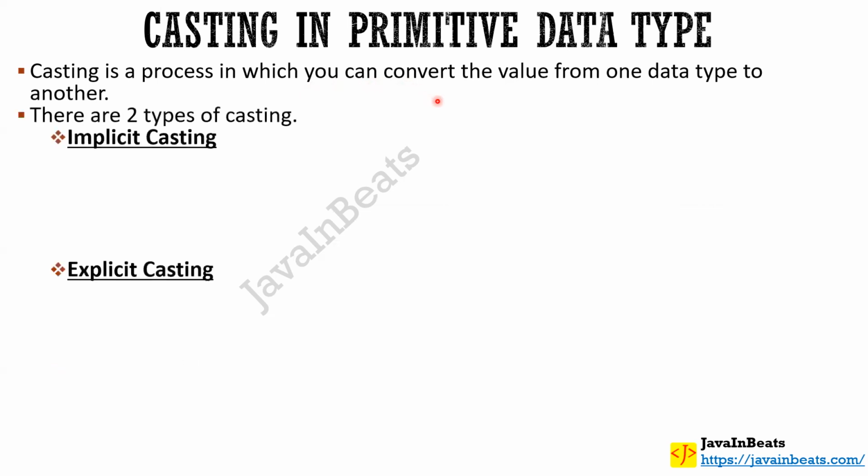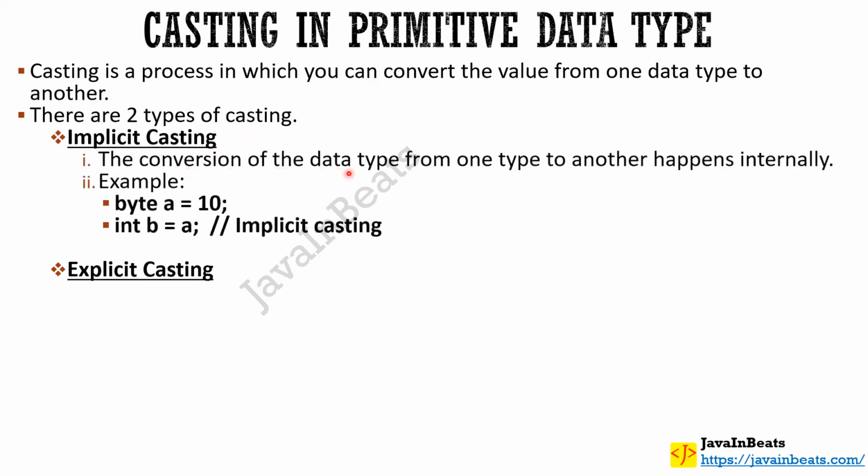There are two types of casting, implicit and explicit casting. Implicit casting is a conversion of the data type from one data type to another, which happens internally. Here, Java will help us convert this value automatically from one data type to another. For example, suppose I am creating a byte variable, and I want to convert the byte value into an integer. It can happen internally, which is called implicit casting.